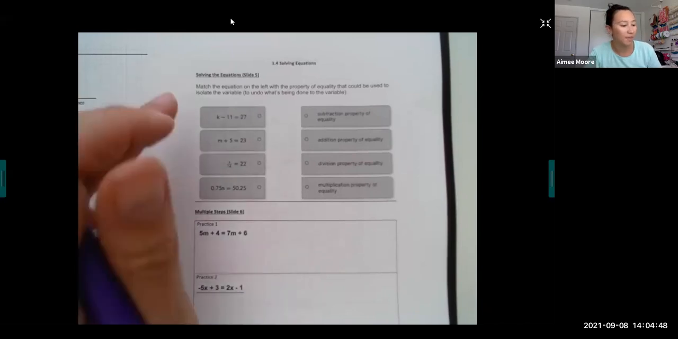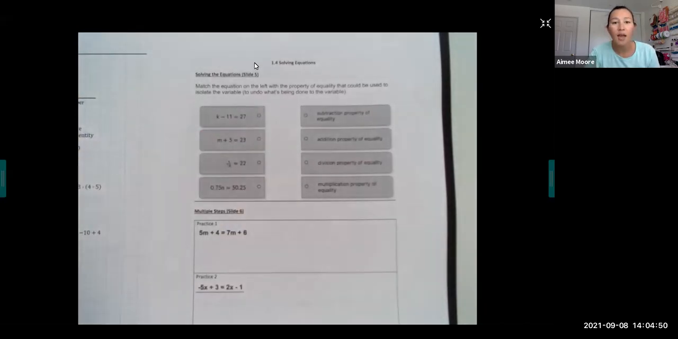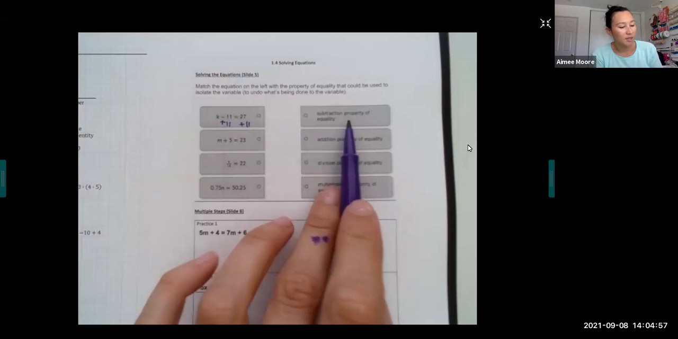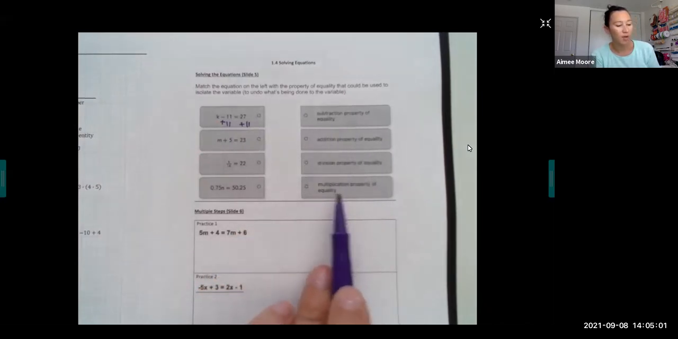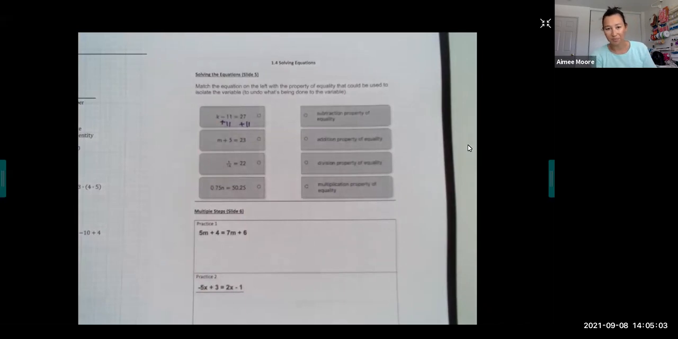Okay, so we're going to use our inverse operation. So if we have k minus 11 equals 27, then we need to add 11 to both sides. And so do you think that would be the subtraction property of equality, the addition property, the division property, or the multiplication property?